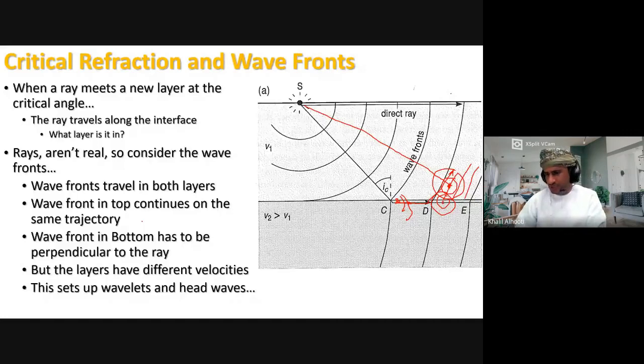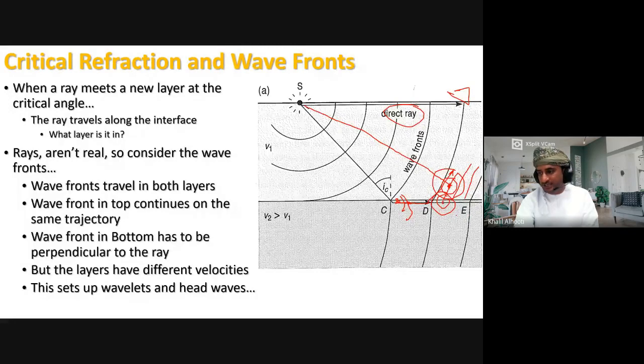So this is how the refraction occurs, and the refracted waves are usually faster than the direct wave. So this is a direct wave. The direct wave is a wave that propagates directly from the source to some geophone. So if we assume that there is a geophone or recording station, that's what we call the direct wave.